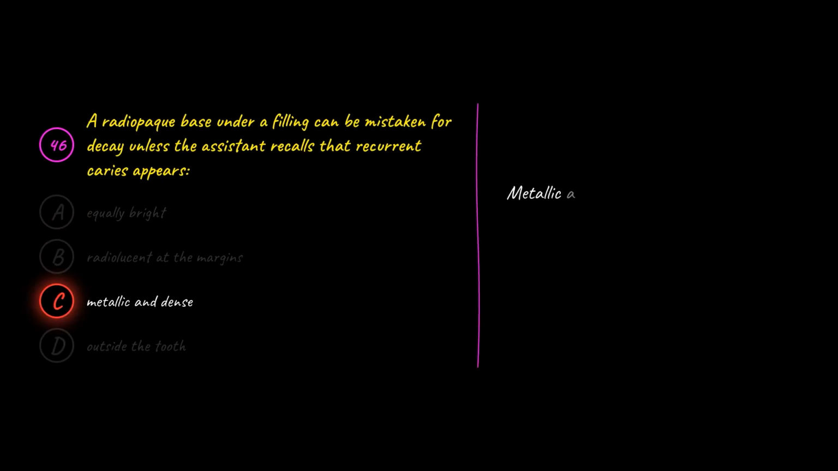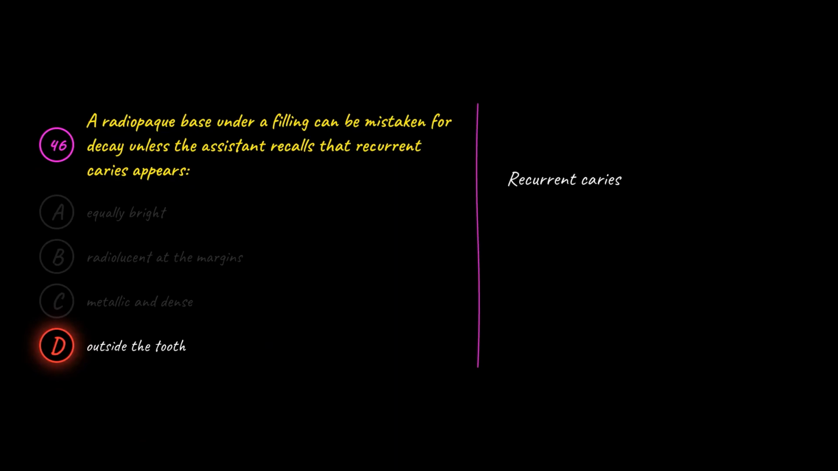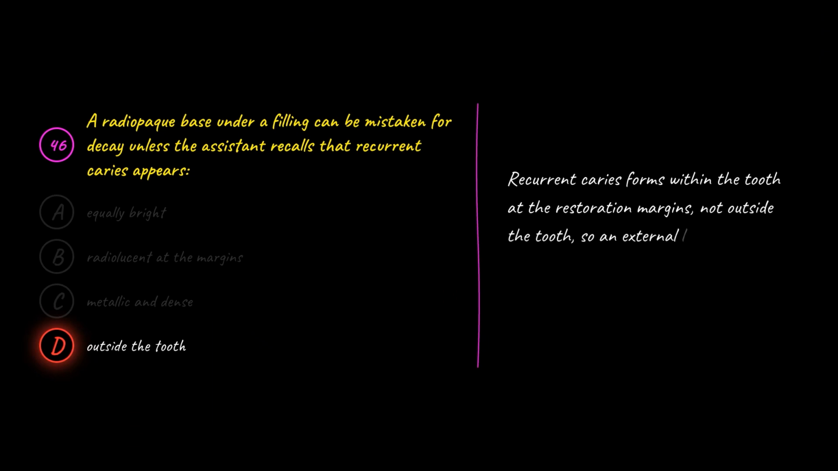C is wrong because a metallic and dense appearance describes the base or a metal restoration, not decay. Caries is a loss of tooth substance and reads dark, never as a bright metallic spot. D is wrong because recurrent caries forms within the tooth at the restoration margins, not outside the tooth. So an external location does not describe where this decay actually develops.